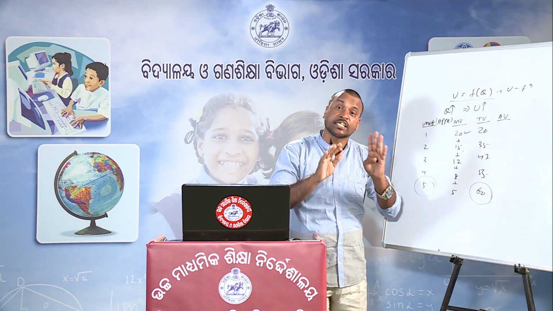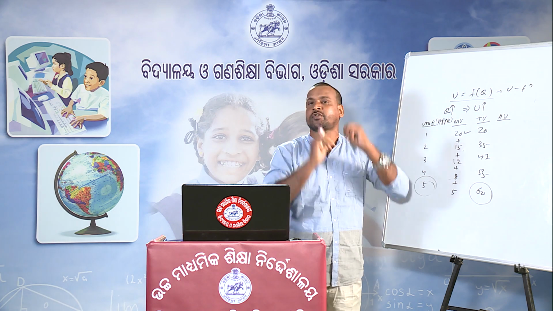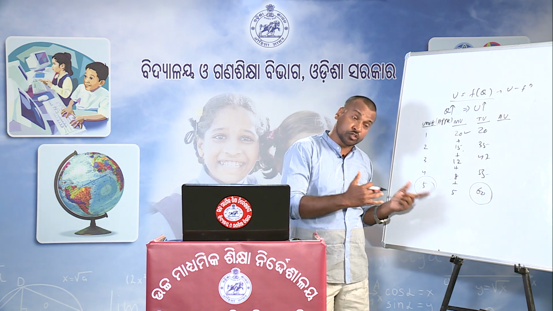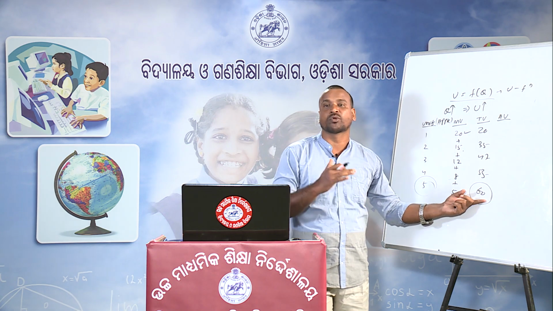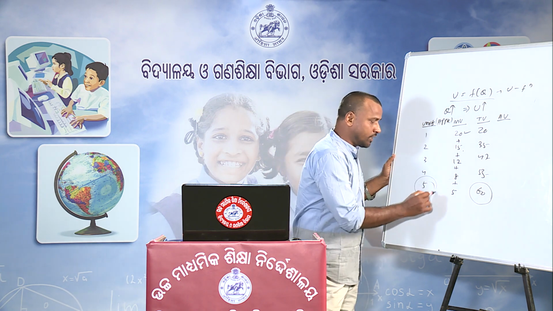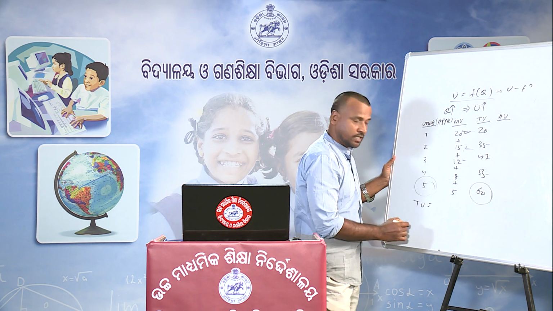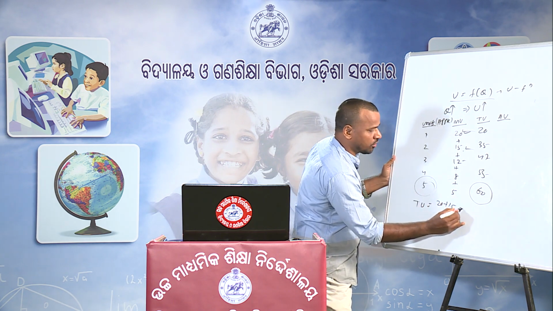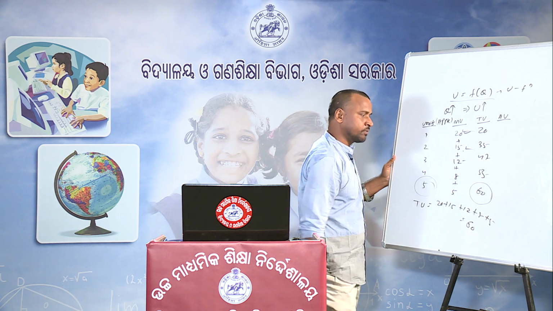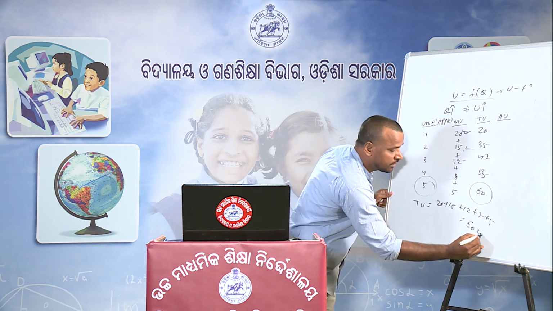Total utility means the total satisfaction, total benefits received by a person from the consumption of all units of commodities available to him or her. The total utility from all the units consumed is 20 plus 15 plus 12 plus 8 plus 5, which totals 60. So that is 60 utilities, or 60 utils.